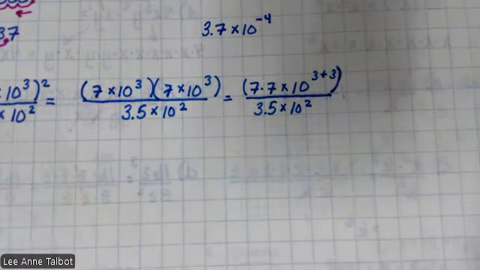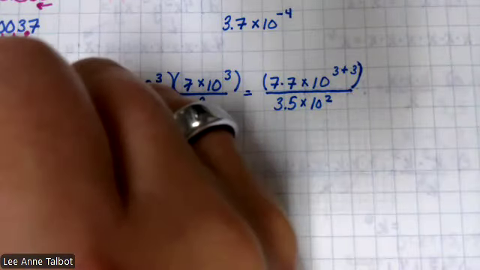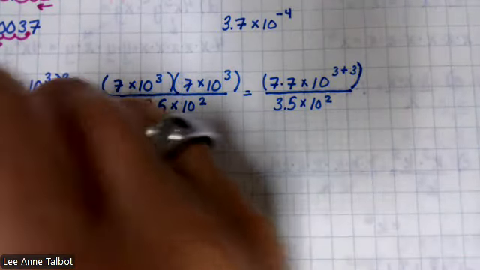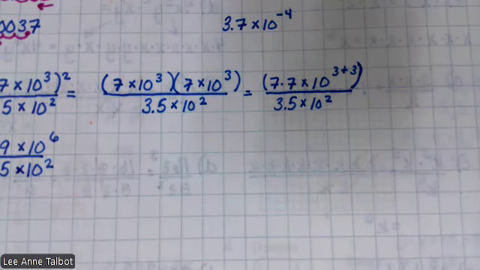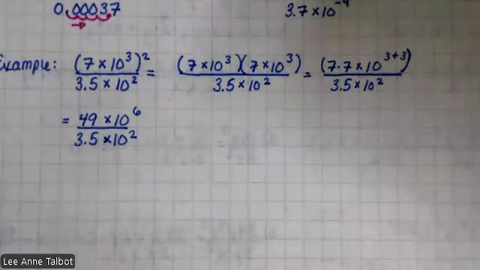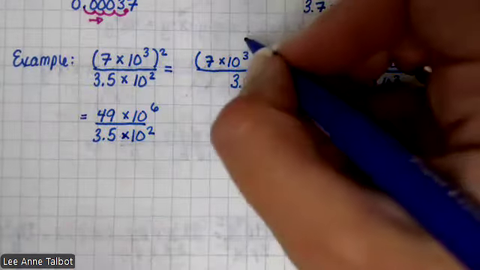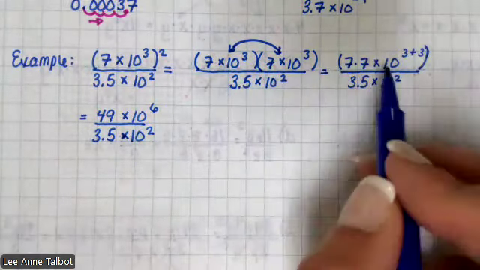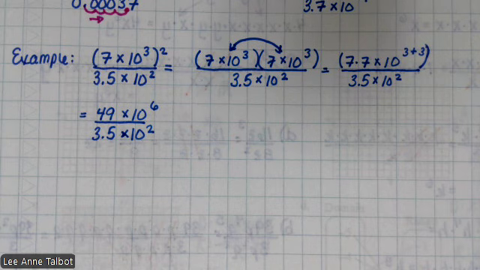I'm just working on the top right now. What is 7 times 7? 49 times 10 to the 6 for 3.5 times 10 to the 2. Okay, so if you want to make yourself like a little note, these two I combined into that. Multiply the numbers in front, add the exponents.